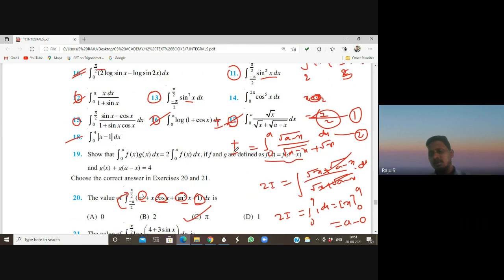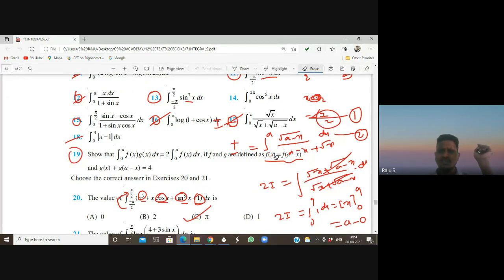Okay. Next, coming to the 19th one, I will finish it. This is a very easy question, but don't think that it is difficult. They have not given any function to evaluate the integral value, but they have given a few conditions: f of x is equal to f of a minus x, and g of x plus g of a minus x is equal to 4.